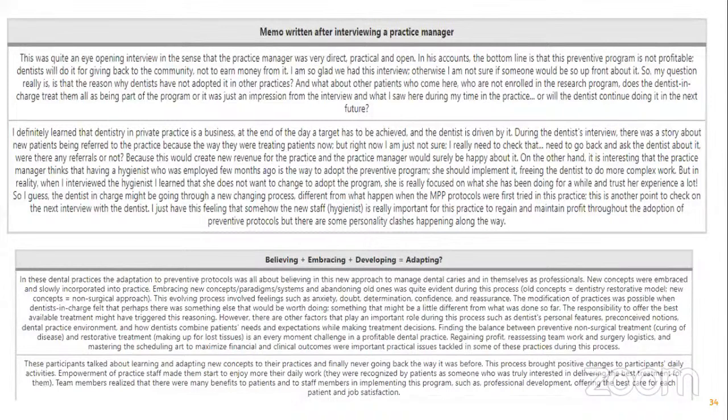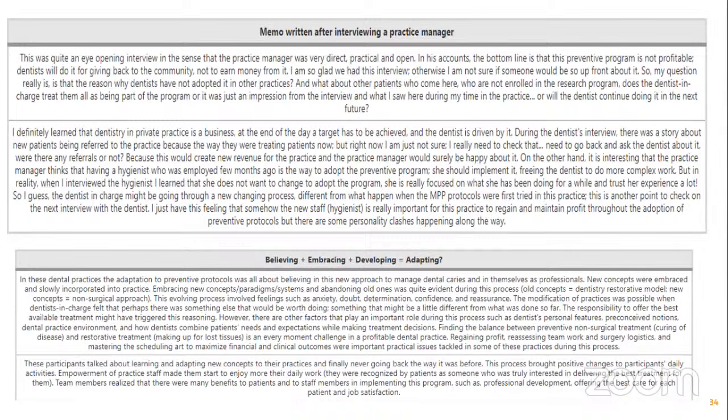So the first one is a memo written after interviewing a practice manager. Okay, so the first part here, it talks about the transcription. This was quite an eye-opening interview in the sense, etc., etc. And then the memo based on the transcription that was there. Okay, so these are the examples of the memos which were written after the interviews were conducted.